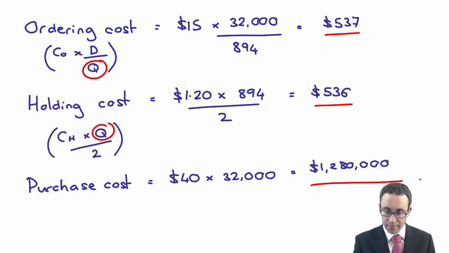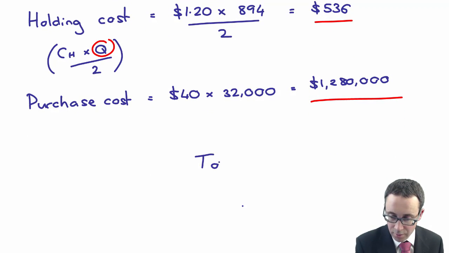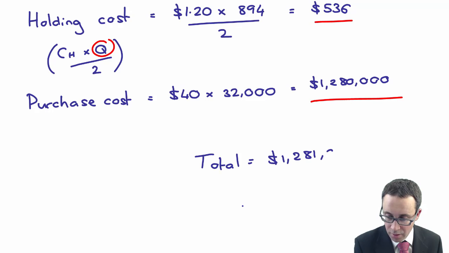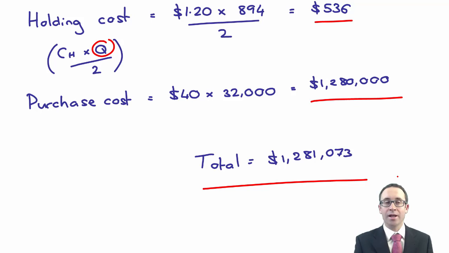If we add those together, your total cost is $1,281,073. Okay. Excellent. There we go. Exam questions are likely to ask you to calculate the economic order quantity. It could ask you to work out the total cost as well. Or it could ask you to work out the holding cost, the order cost, or just the purchase cost.